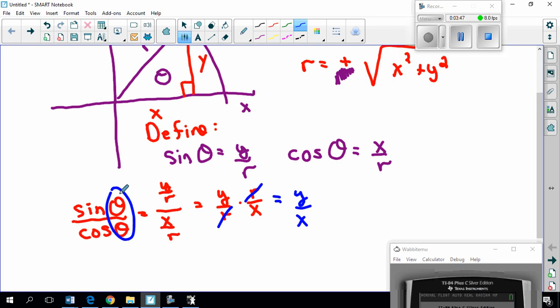That's so good, I'm going to define it to be something else. I'm going to define this to be tangent theta.